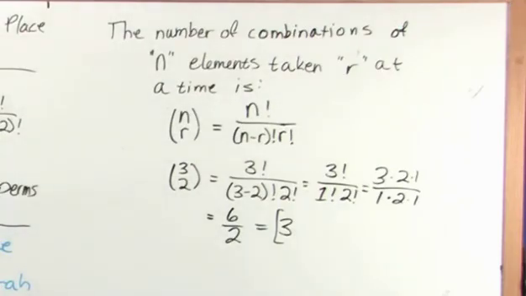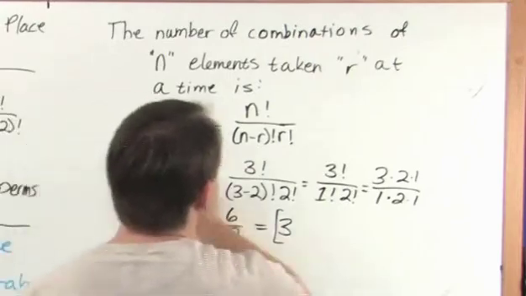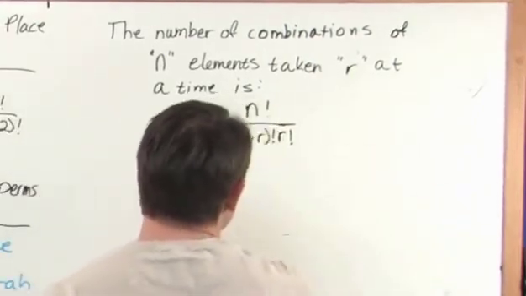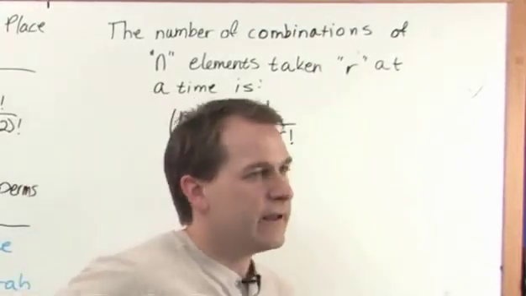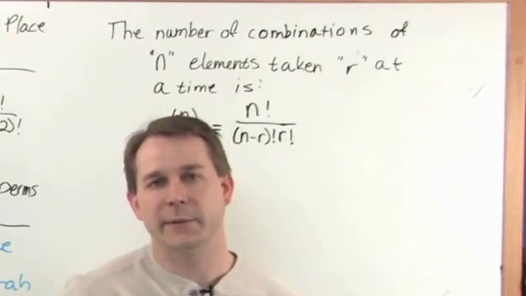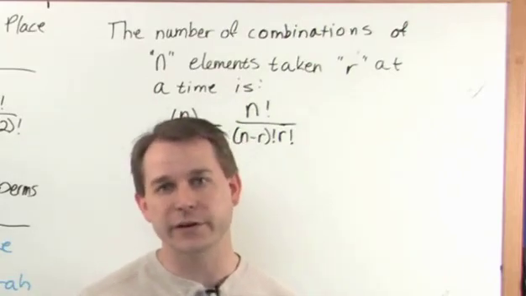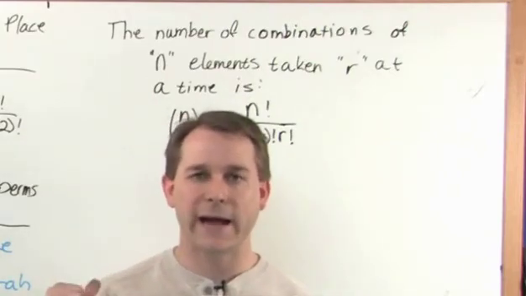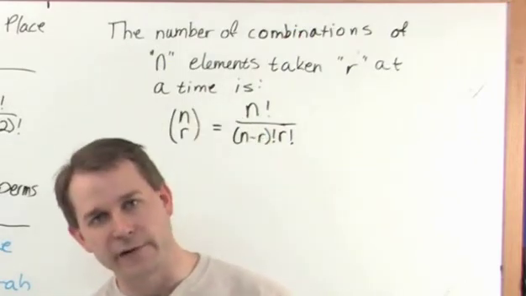Okay? So that's just a little overview of how to actually use the formula. It's pretty easy to use once you know to use it. It's just like everything else in life. I mean, it's always easy after you know the answer, right? The trick is, how do you know when to use it? How do you know when it's okay to use this instead of the permutation formula?